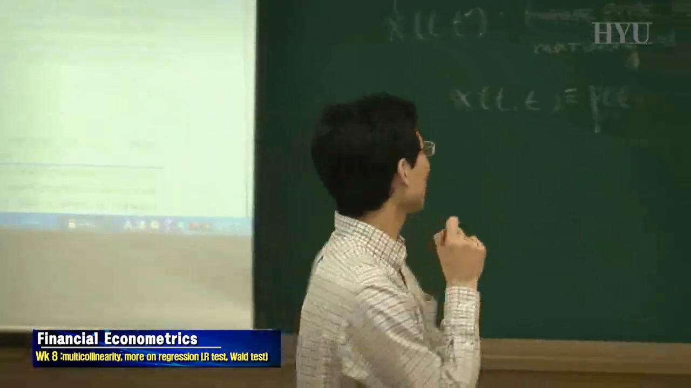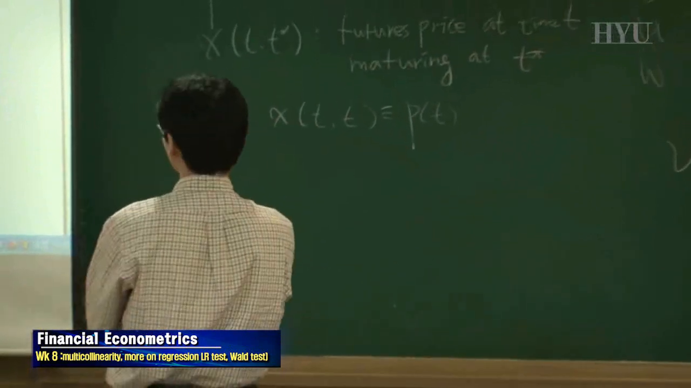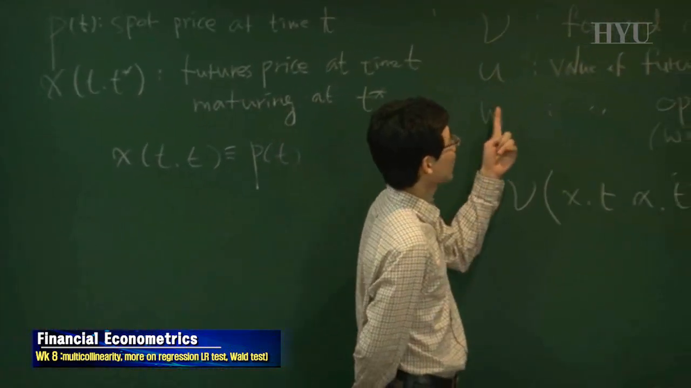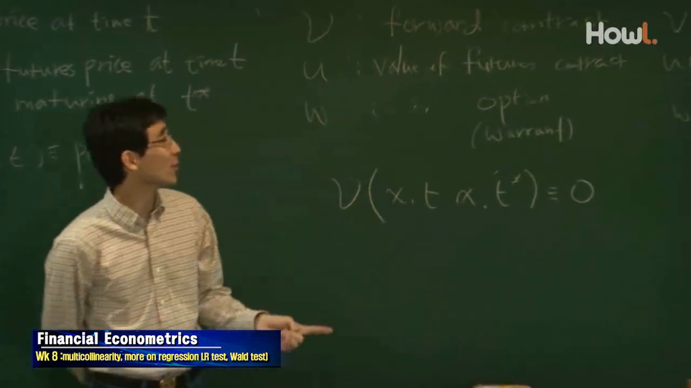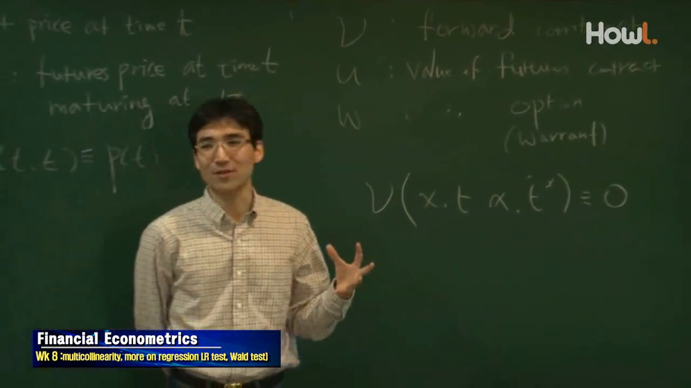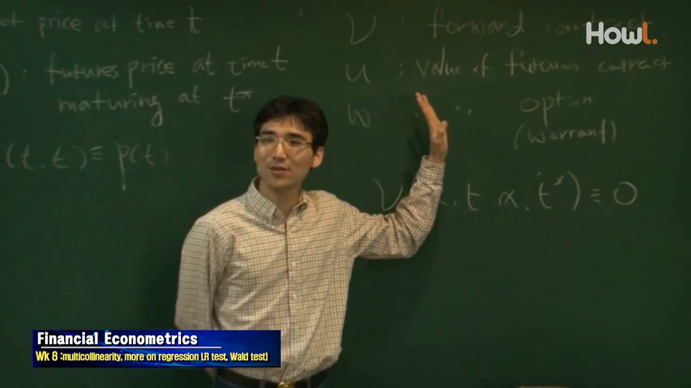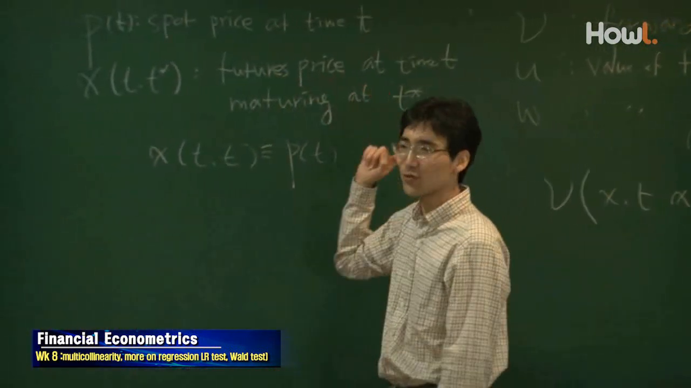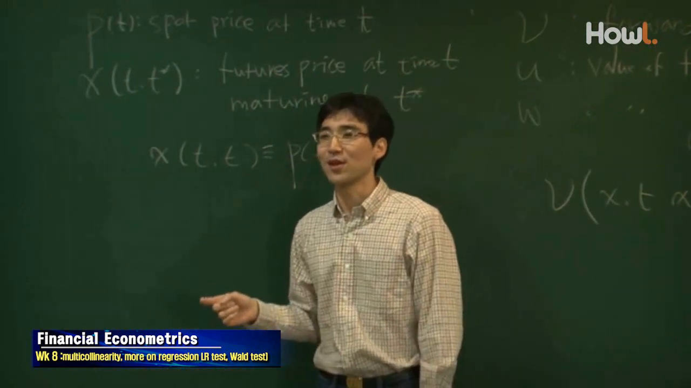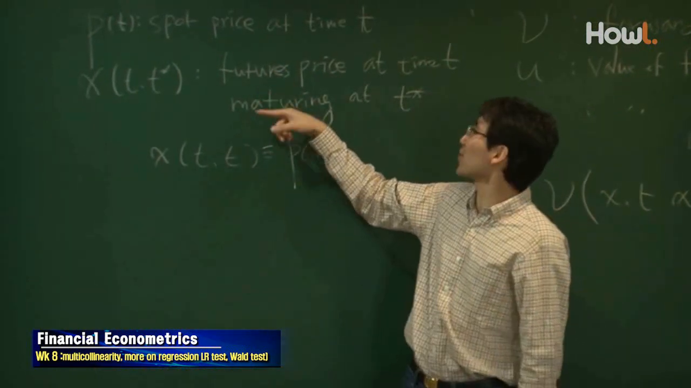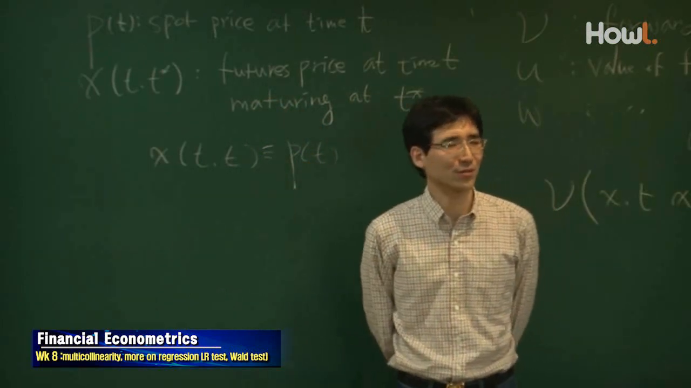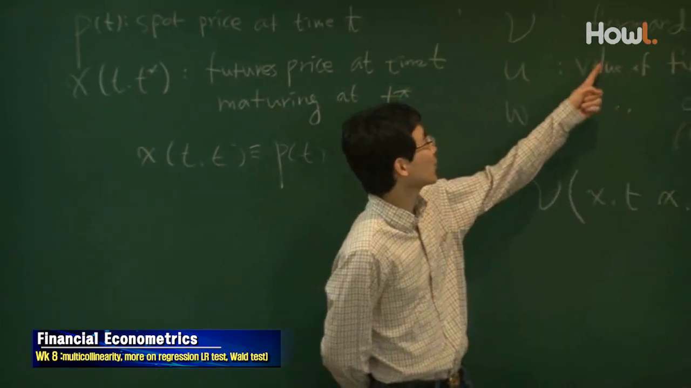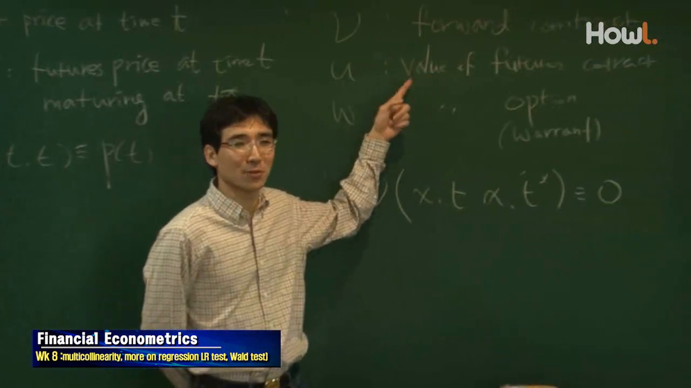So in this case, we are investigating the value of three contracts: the value of the forward contract, the value of the futures contract, and the value of the option. But the underlying asset of these contracts is the futures price, and the underlying asset of this futures price is actually the commodity. So they are basically derivatives of derivatives.